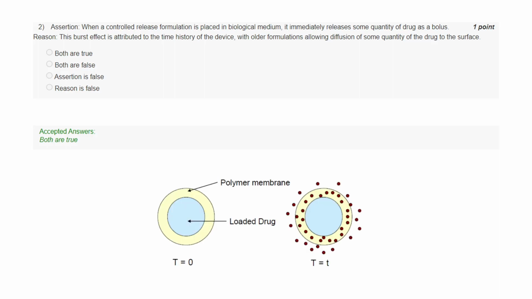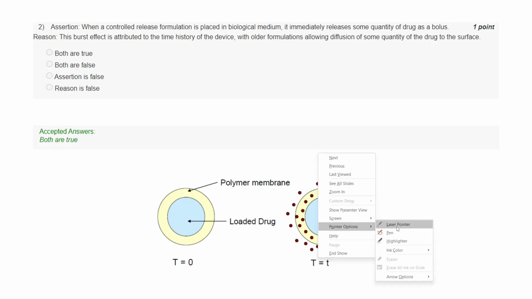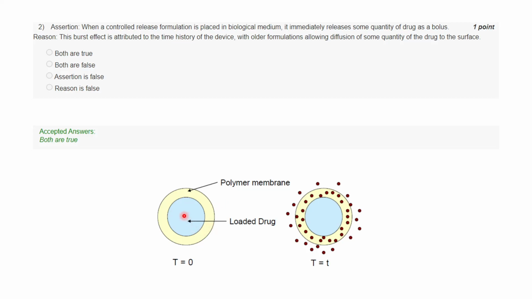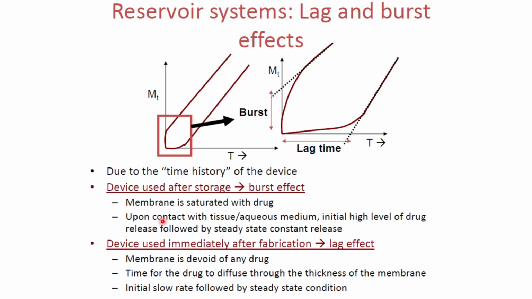So we have this controlled release formulation where a drug is loaded in this polymer membrane, and this polymer is non-biodegradable. Now what happens is this drug will start diffusing in this polymer membrane until we have given it an aqueous environment. So let's look at what the lag and burst effect is. This happens because of the time history of the device.